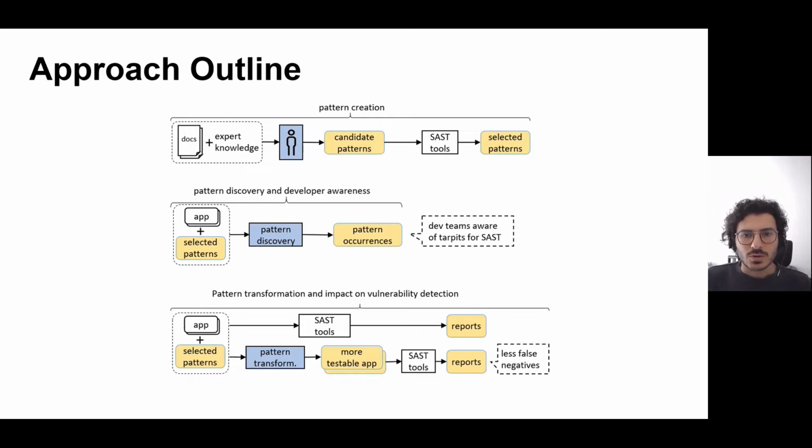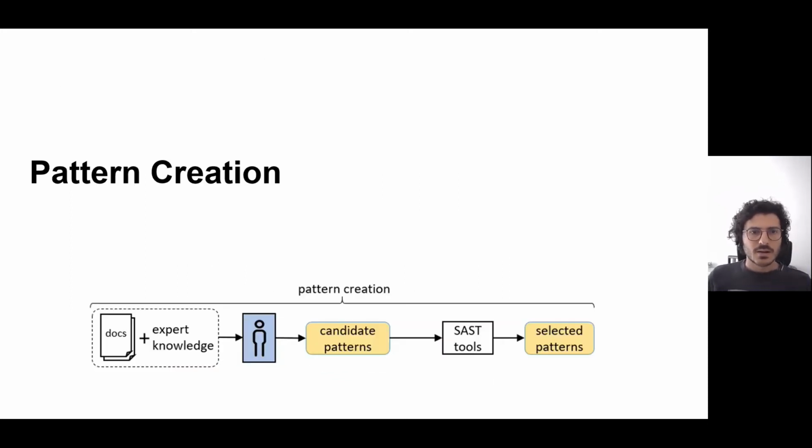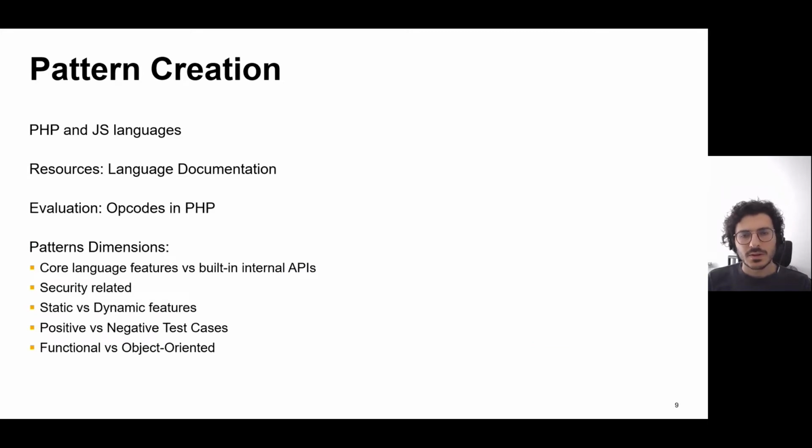So our approach is defined in 3 stages. We create the patterns, we check their prevalence, and we run some experiments to transform these patterns. Let me begin first with the pattern creation. For the pattern creation, we want to show that our approach is applicable to all languages. So for this reason, we chose 2 different scripting languages, which are PHP and JavaScript.